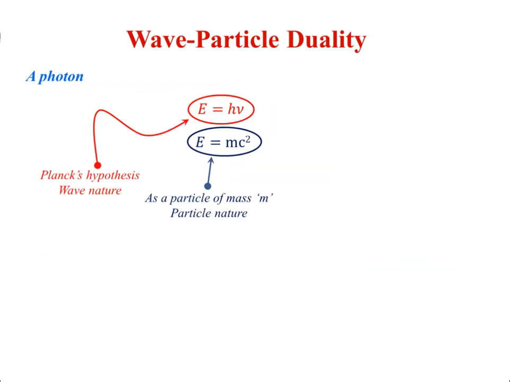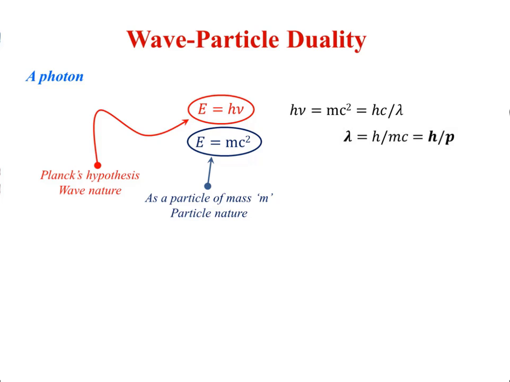Now, in order to derive the result of de Broglie, let us take the example of a photon again. Its energy is given by h nu and mc square by its wave nature and particle nature respectively. So this is by wave nature or Planck's hypothesis, and this is by the particle nature of the photon. Since both are the energies of the same photon, on equating these, we get lambda equal to h upon p.